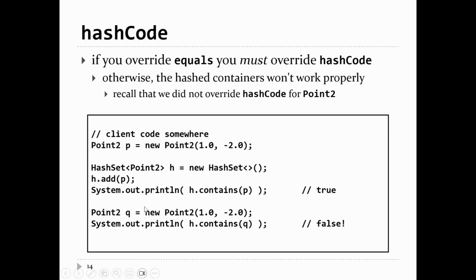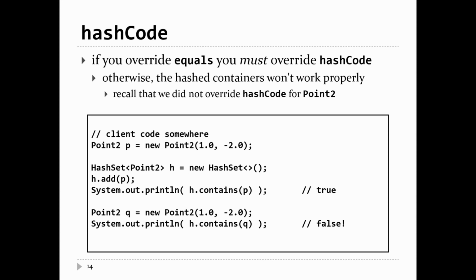Now, if I make a new point q that's equal to p, so it has the same coordinates, 1 and minus 2, and then I ask the hash set, do you contain the point q? The hash set says false. It does not. And if you look at the documentation for HashSet, it says it returns true if it can find an element that's equal to the one that you're asking for.